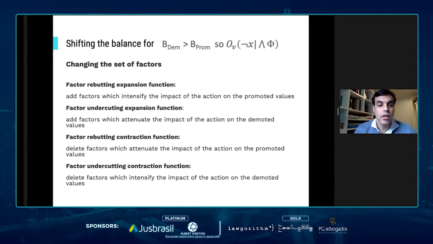But it may be an undercutting if we weaken the winner. And we do that by adding attenuating factors. Now, we also may shift the balance by contraction, by deleting some factors. So if we delete factors which attenuate the impact of the action on the promoted values, we have a factor rebutting contraction function, because we are deleting attenuators of the opponent. So we make the opponent stronger. But we may also delete intensifiers of the winner. So we may weaken the winner. This would be the case of a factor undercutting contraction function.